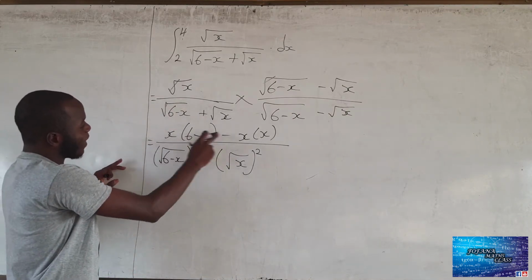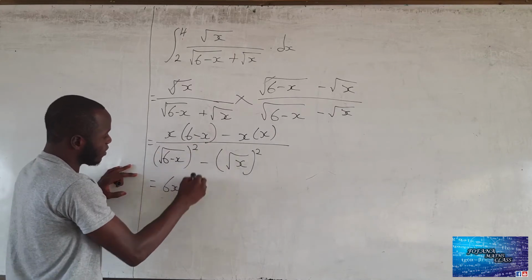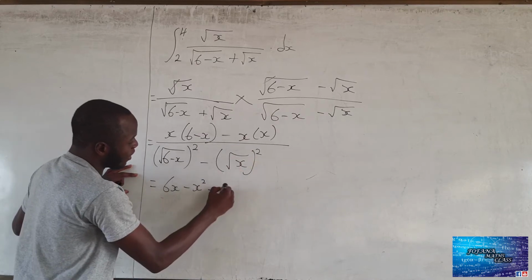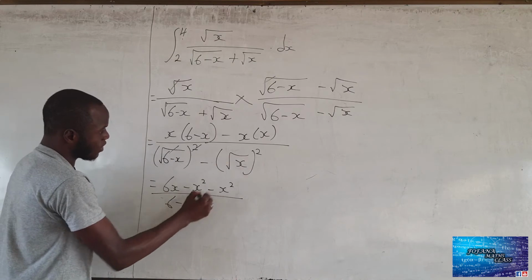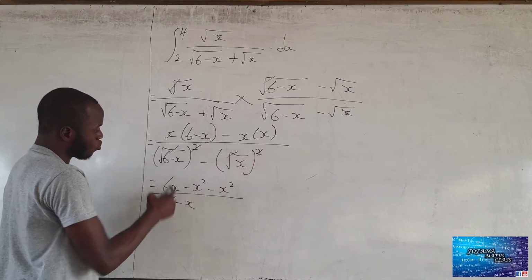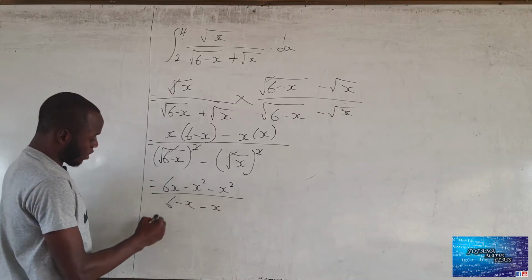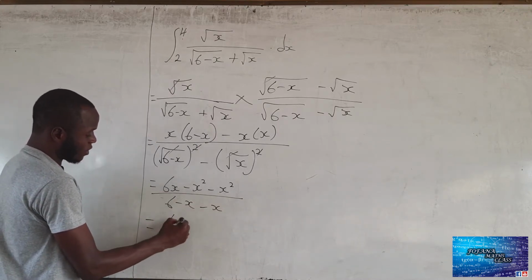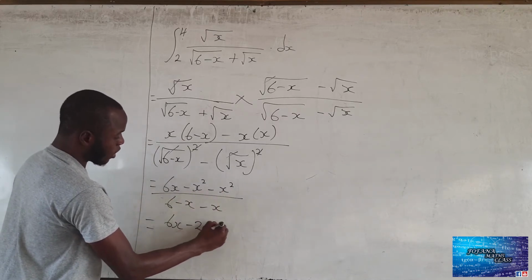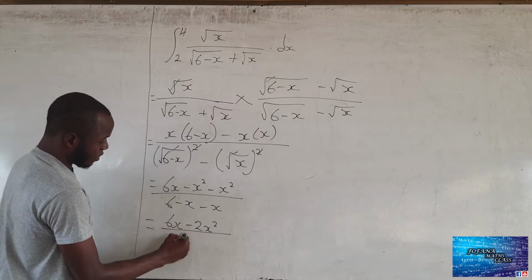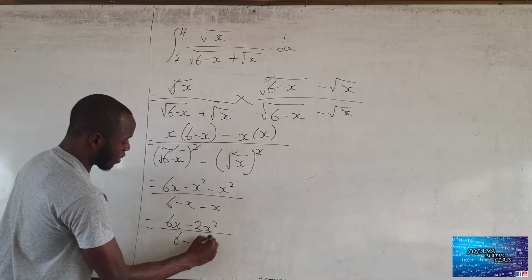Now when I multiply this by the bracket, this is what you'll be obtaining. x times 6, we have 6x minus x squared minus another x squared, over 6 minus x, because this square will cancel this square root. From there we have 6x minus x squared minus x squared, which gives minus 2x squared, over 6 minus x, we'll be having minus 2x, so minus 2x.